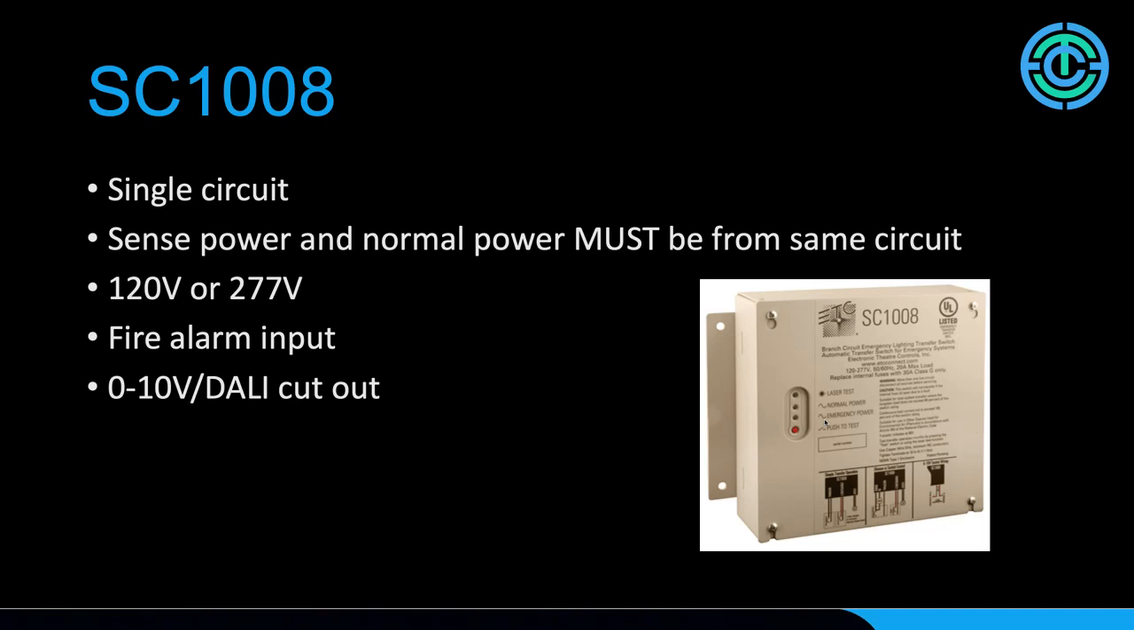Again, 120 or 277 volt, it has a fire alarm input. The difference is this panel has the ability to take lighting control signals for either 0 to 10 or DALI and have a cutout that happens with them.